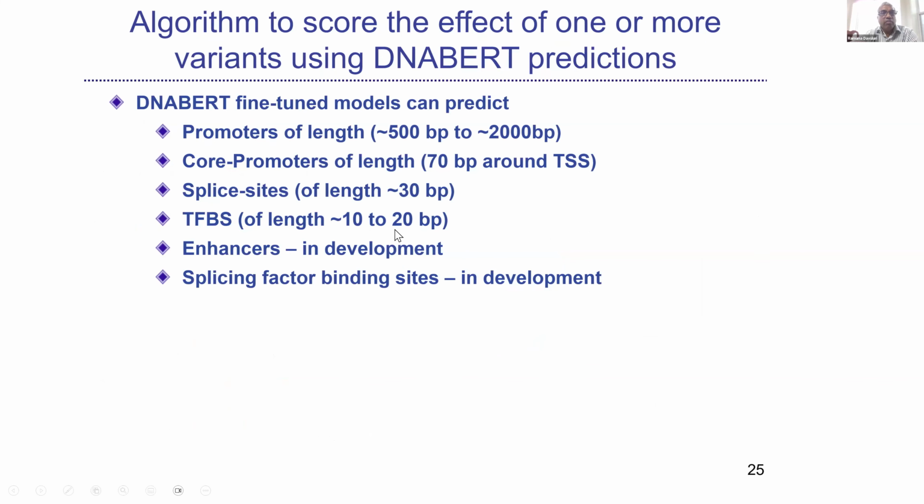So what do we have from DNABERT? DNABERT fine-tuned models can predict promoters of length -500 to 2,000, up to 2,000 base pairs. It can predict the core promoters, 70 base pairs around the TSS, and splice sites, length 30, by taking 30 plus or minus 60 base pairs. It can also predict TFBS binding sites and build motif models. Right now, we are developing predictive models for enhancers and splicing factor binding sites.